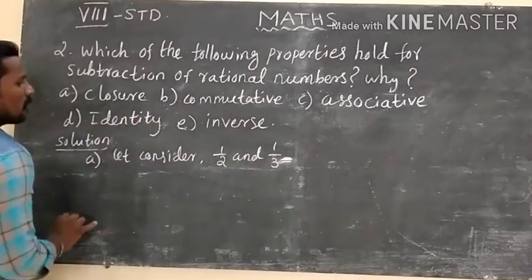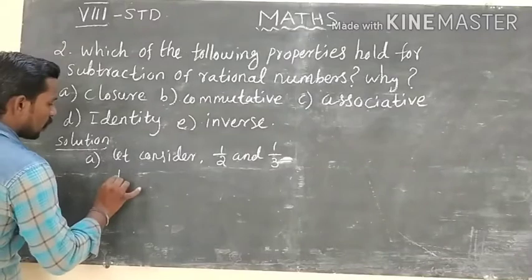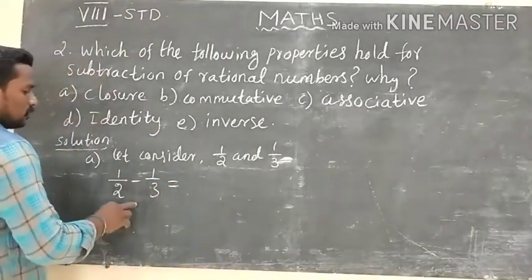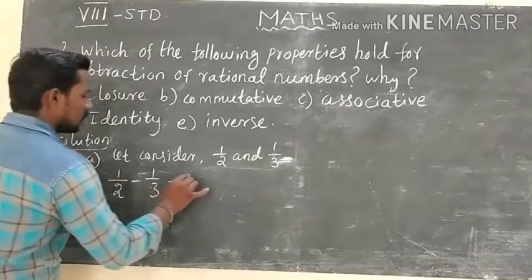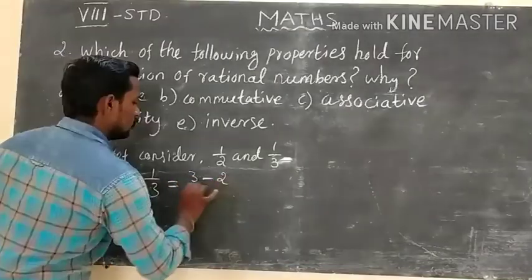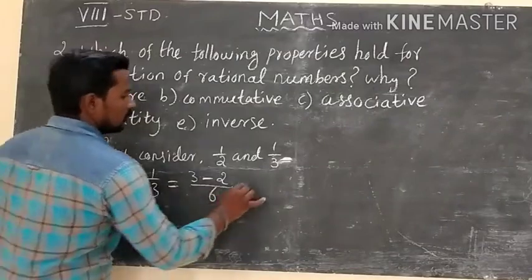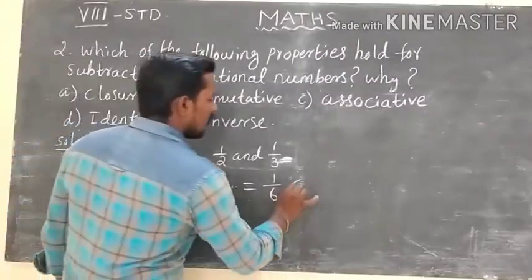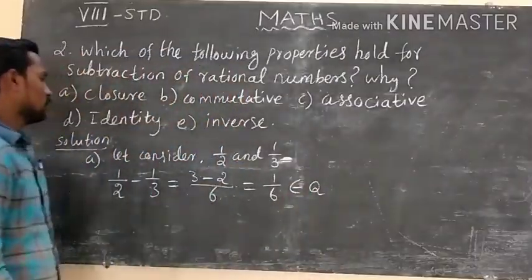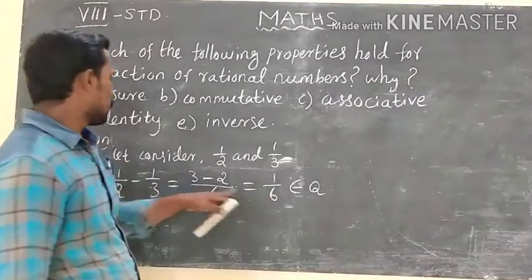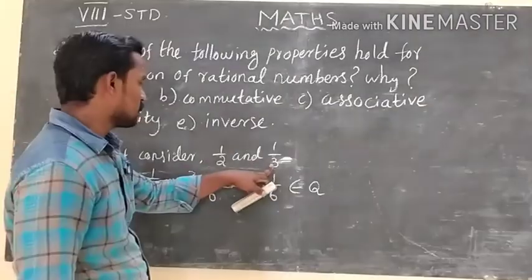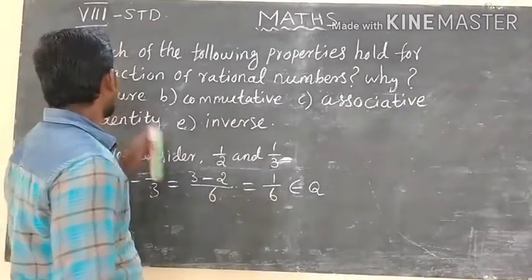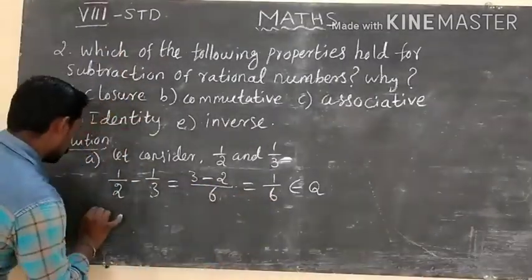Okay, the closure property. Subtraction of the two proper values is equal to a rational number. So using the cross multiplication, 1 3s are 3, 1 2s are 2 divided by 2 3s are 6, which is equal to 3 minus 2 by 6, that is 1 by 6, which belongs to Q. That is closure property true, because if you take any two rational numbers, the subtraction of the two rational numbers is another rational number. This is closure property. So closure property true.